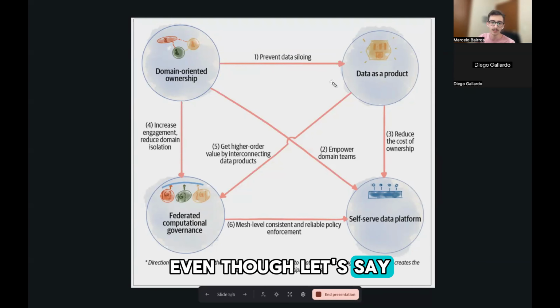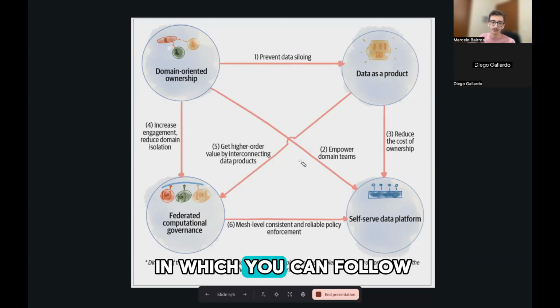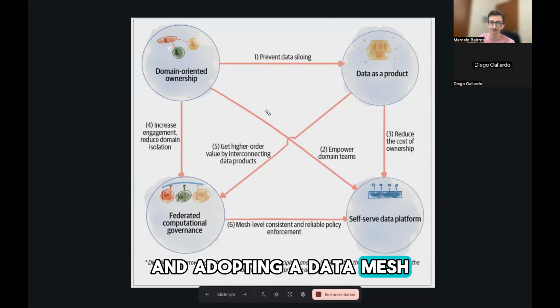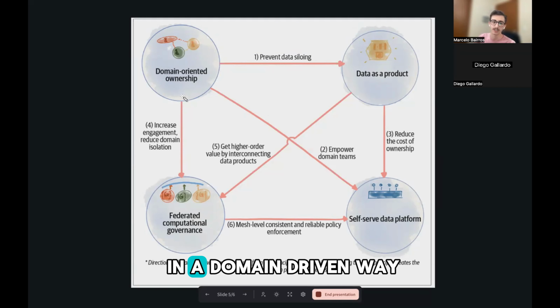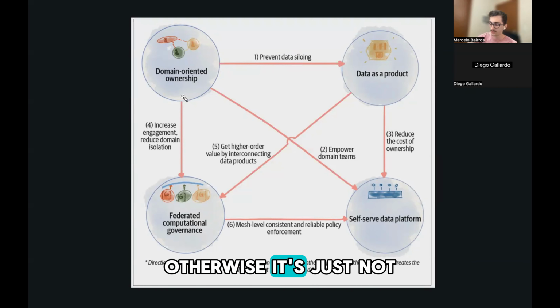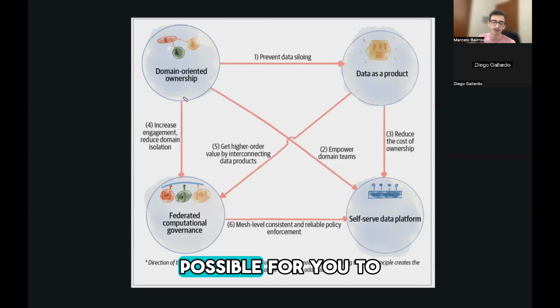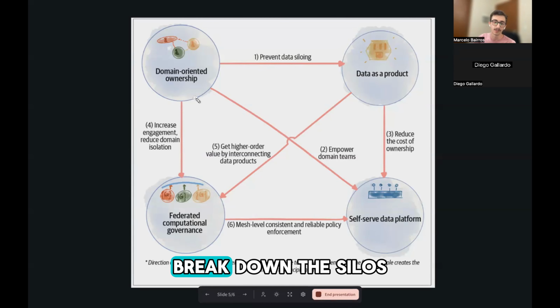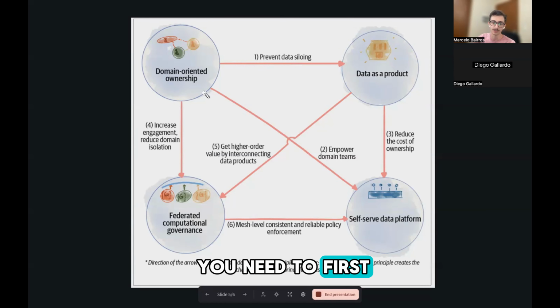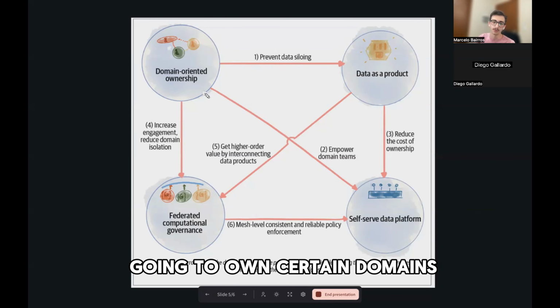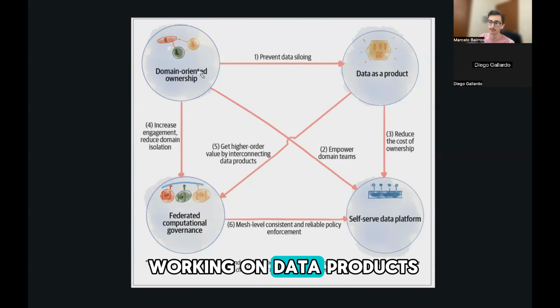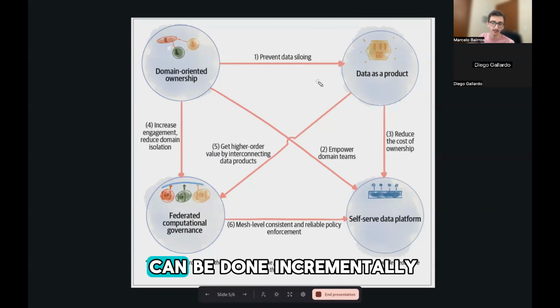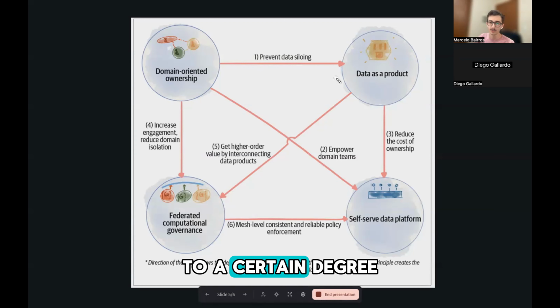Even though, let's say, there's a certain order in which you can follow when adopting a data mesh. First, it is highly important that your organization works in a domain-driven way. Otherwise, it's just not possible for you to break down the silos. You need to first identify people that are going to own certain domains. But just after that, you can start working on data products. And I think this can be done incrementally to a certain degree.